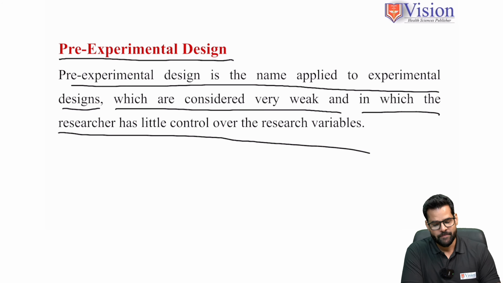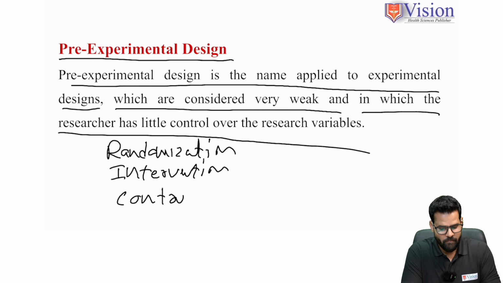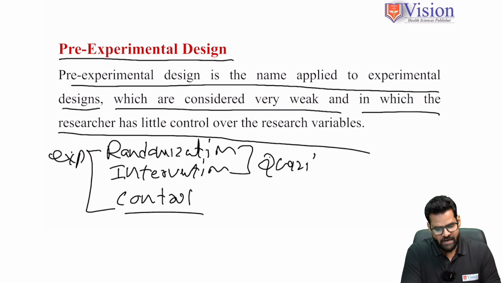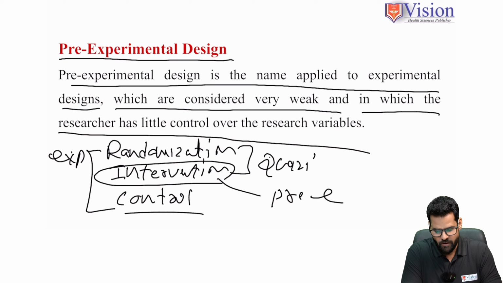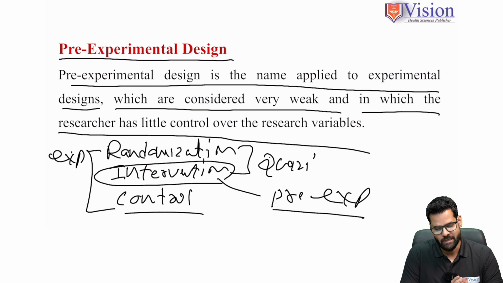Please understand. Again I'll write three principles here. One is randomization, second is intervention, and third is control. If you apply all three principles, we call it experimental. If you apply two principles, we call it quasi. And if you apply only one principle, that is intervention, then we call it pre-experimental. So pre-experimental designs are designs which apply only one principle, that is intervention.